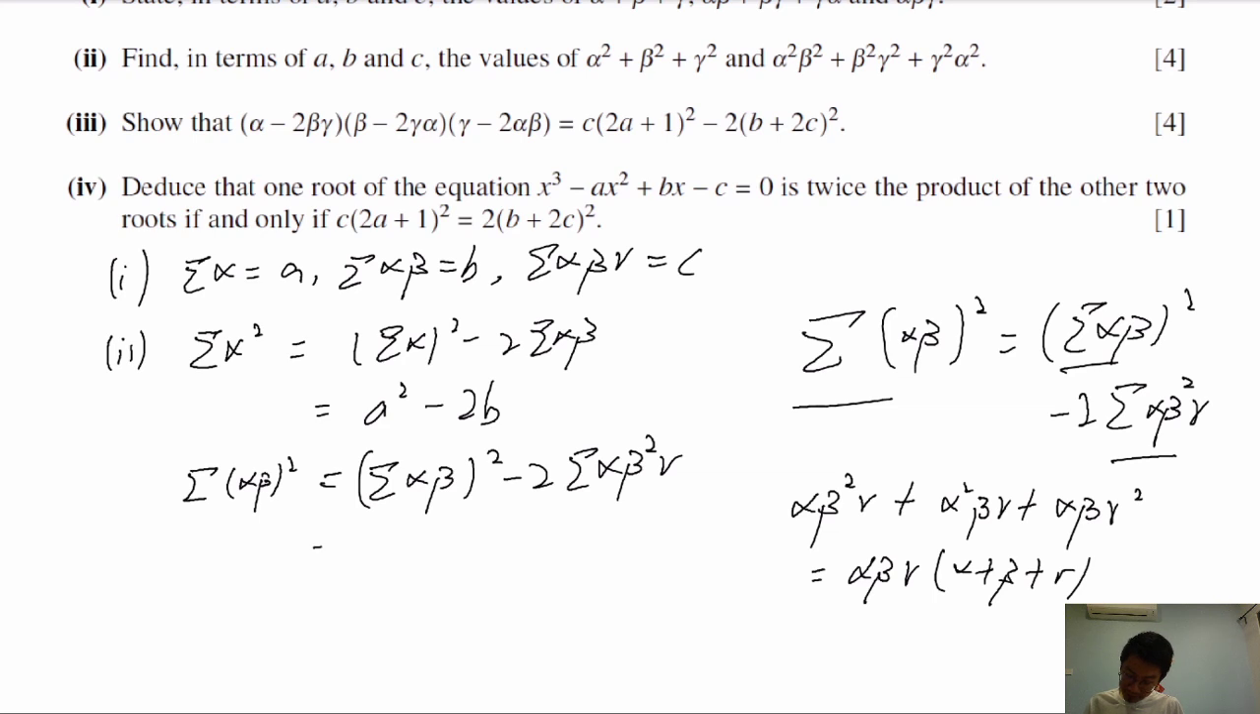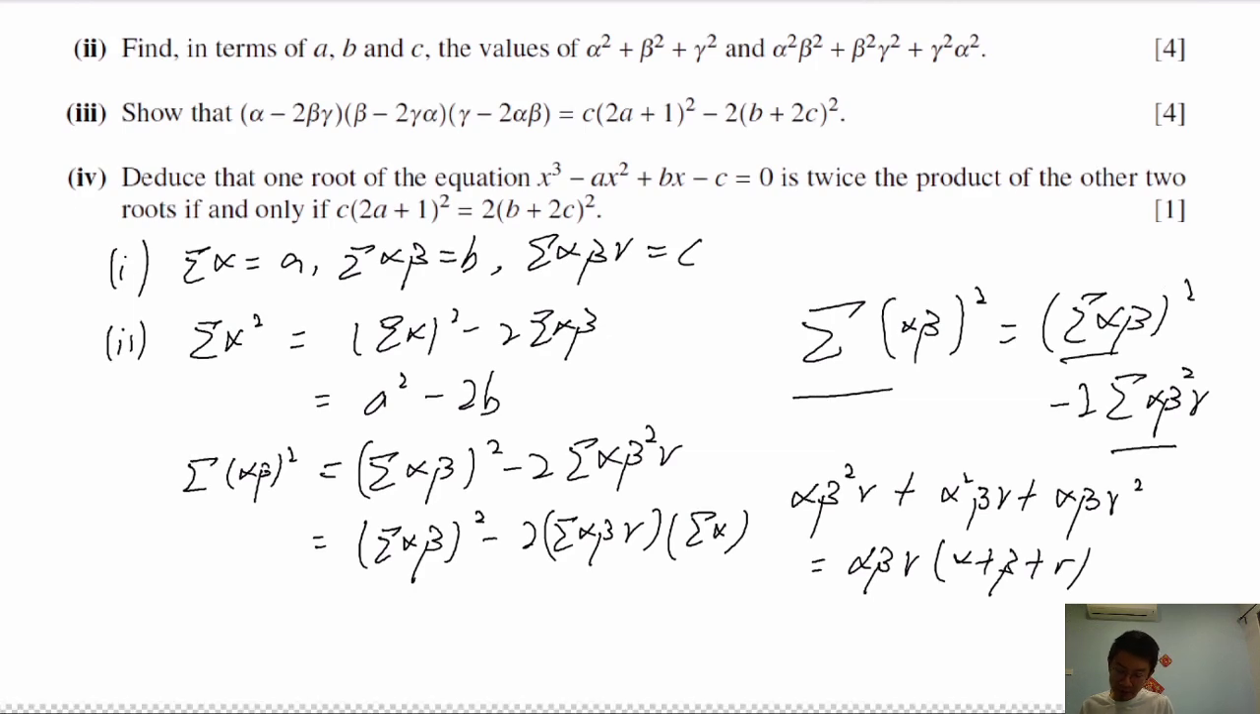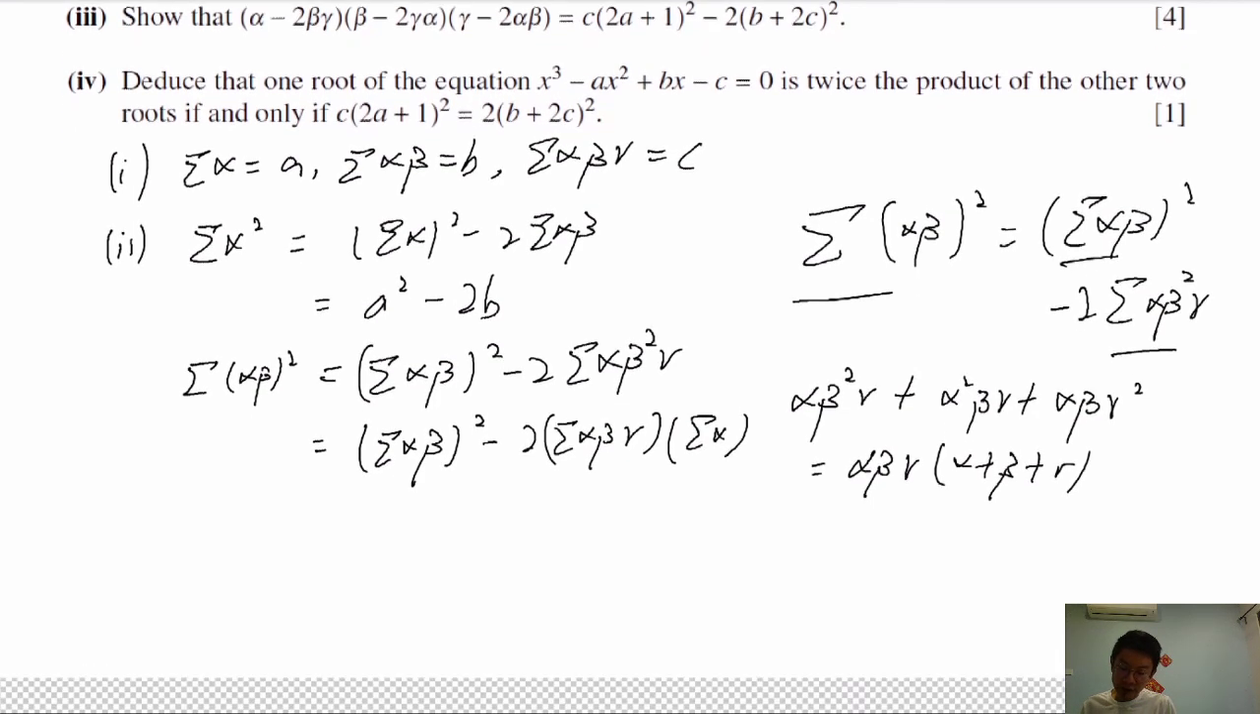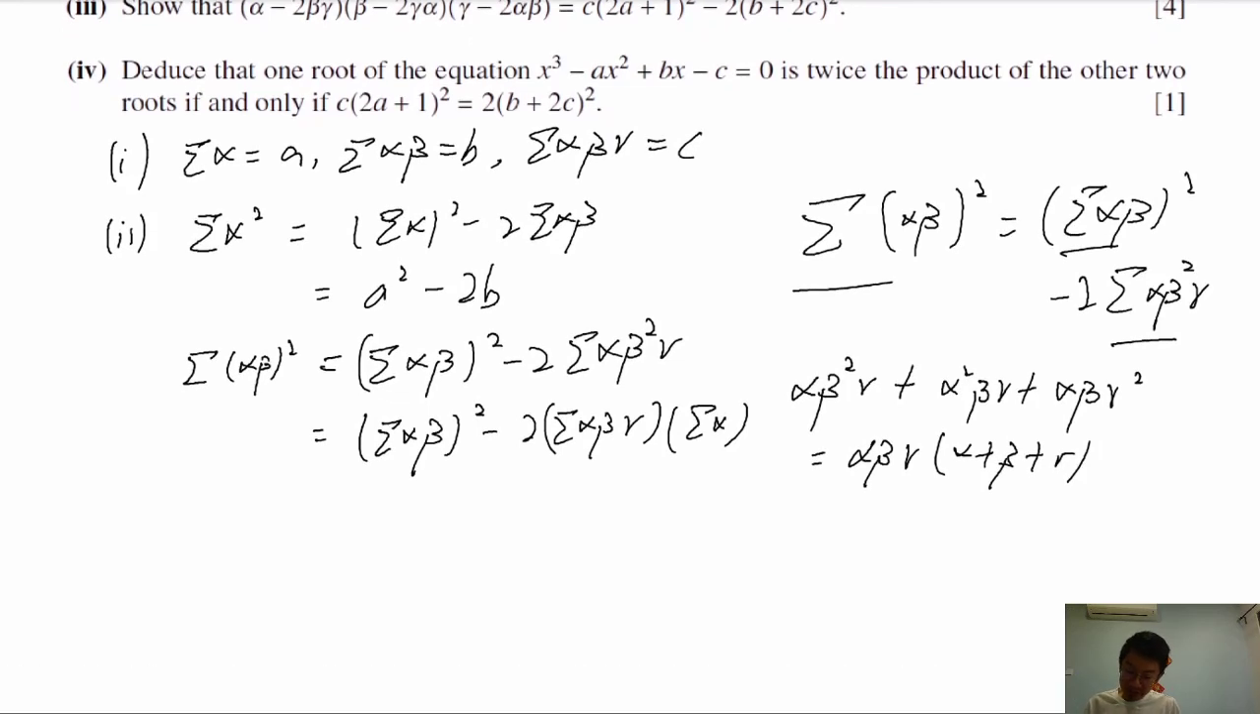Alright, so this is just the summation of alpha beta, whole thing squared, minus 2 times the summation of alpha beta gamma times the summation of alpha. If we actually try to expand the right hand side here, we should be able to get the same thing. This relationship. So just substitute the values in. So we have b squared minus 2ac. So this is the relationship that we get: b squared minus 2ac.